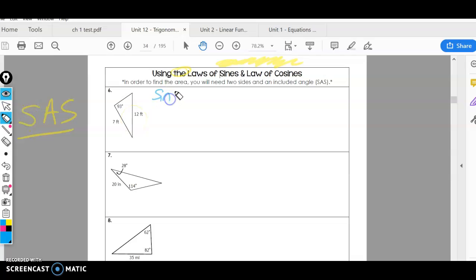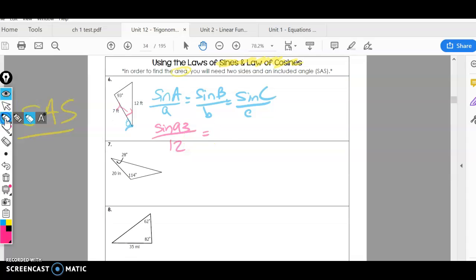Remember, law of sine looks like sine A divided by A equals sine B divided by B equals sine C divided by C, and you would cross multiply and solve, but you only need to use, again, 2 of these ratios. Let's try to find this right here. In order to find this missing theta, we're going to use the 93 and its corresponding side. So let's just call that sine 93 with its corresponding side 12 is going to equal blank over blank.